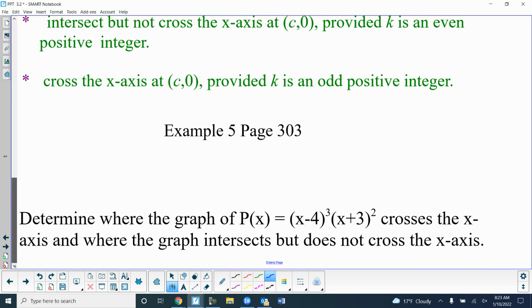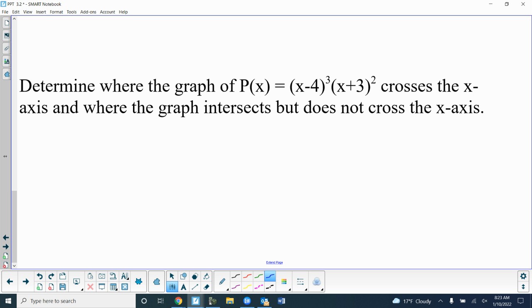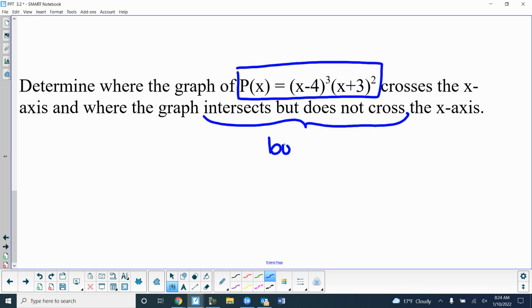All right, the last thing. You're going to get a problem that looks like this. And you're going to be asked, determine where the graph of this crosses the x-axis and where the graph intersects but does not cross. So sometimes the graph bounces off the x-axis. It says intersects but does not cross. I call that bounce.